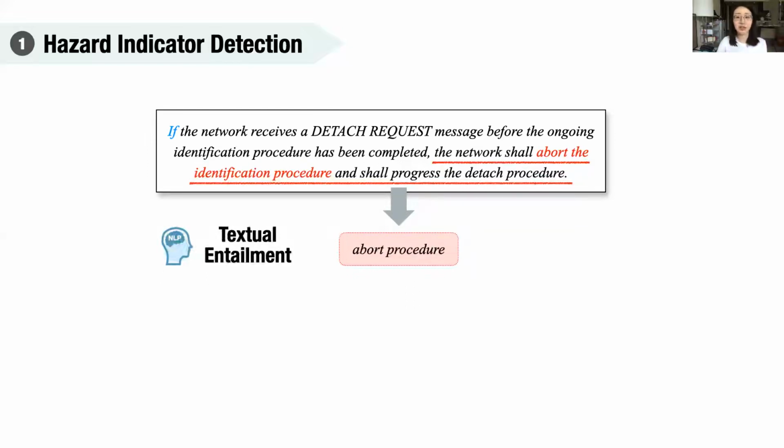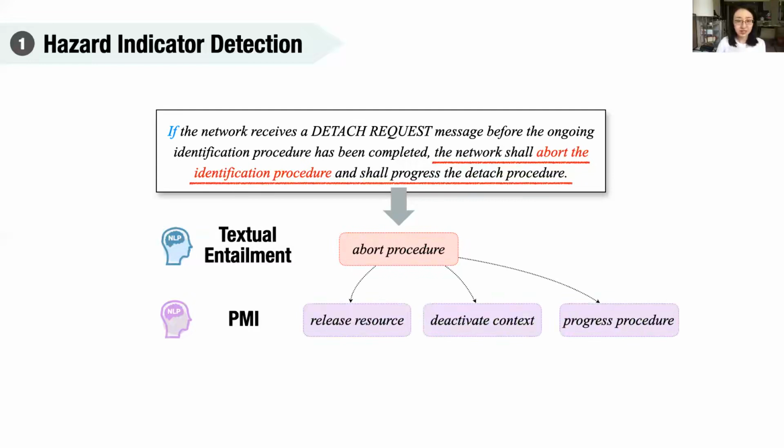Of course, we believe that except for the risky operation abort procedure, there are other risky operations in the specification. We also need to extract them. Here, our idea is based on the observation that risky operations will always appear together in the documentation. So we use correlation analysis, pointwise mutual information, a standard approach in computational linguistics, to identify them. From the seed abort procedure, our approach extended several new risky operation descriptions, such as release resource, deactivate context, and progress procedure. Here, progress procedure is interesting because it is opposite to abort procedure in semantics, but it does implicitly imply that when someone progresses a new procedure, he may stop an old procedure.